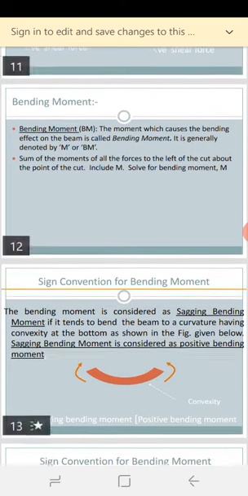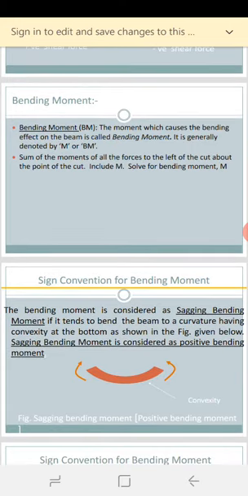Now what is meant by bending moment? Again, the moment which causes the bending effect on the beam is called bending moment. It is generally denoted by M or BM. Moment means force into the perpendicular distance. Here the bending moment means the sum of the moments of all the forces to the left of the cut or section about the point of the section. In the same way, if I have to find out the bending moment at a particular section, you just sum all moments up to that section only.